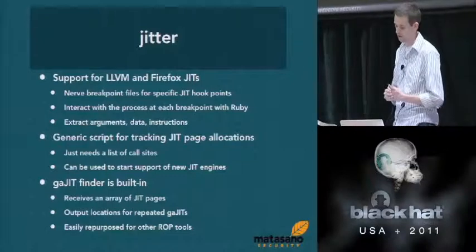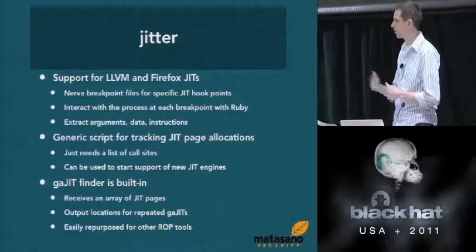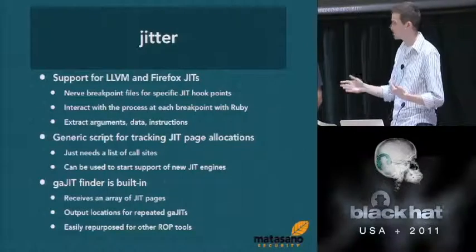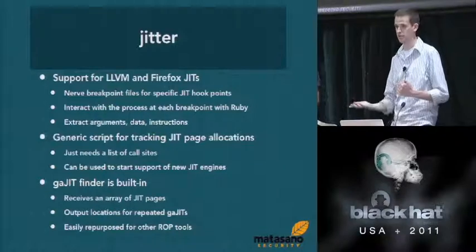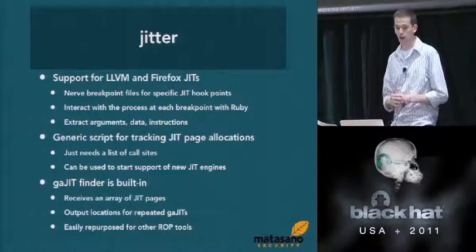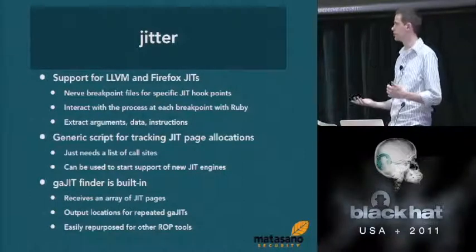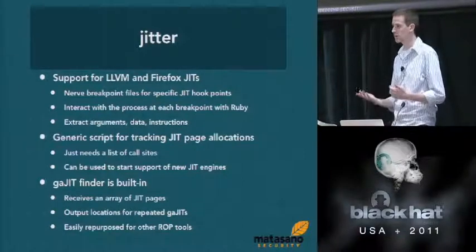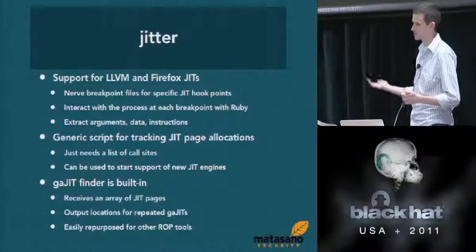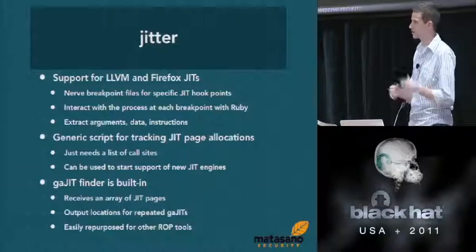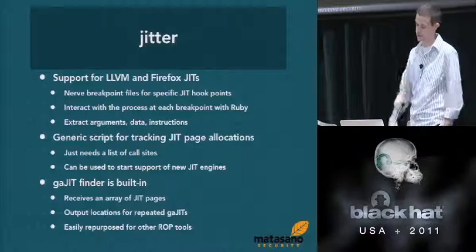Some of the things that we hook are obviously where it emits native code into memory, where the polymorphic inline caching hits, those types of things. We extract arguments, we extract the different instructions the JIT engine has emitted. And then we also released a generic script. So if you're researching a new JIT engine and you don't know much about it, run our generic script and it'll look for the allocation of executable pages. Then you can use its output to start reversing that JIT engine, looking at its memory allocator and working backwards from there.